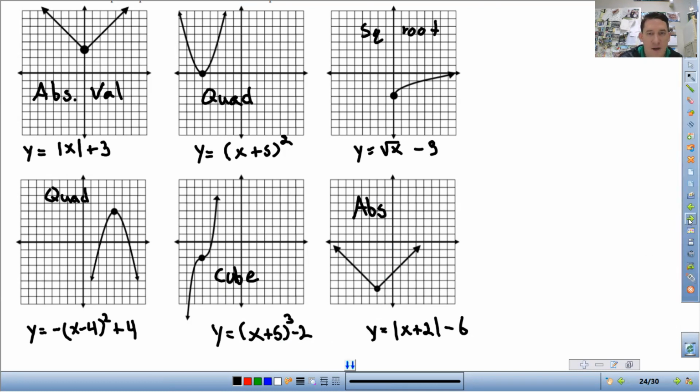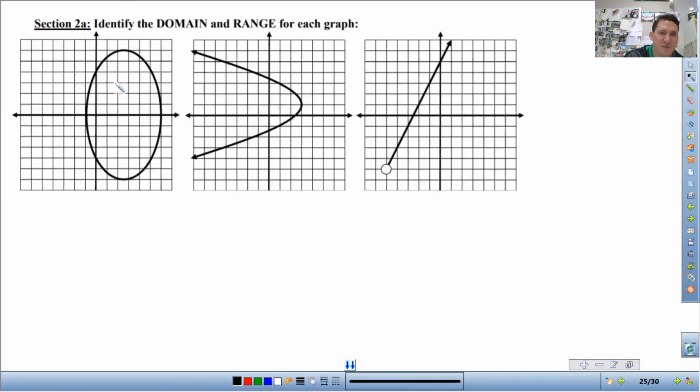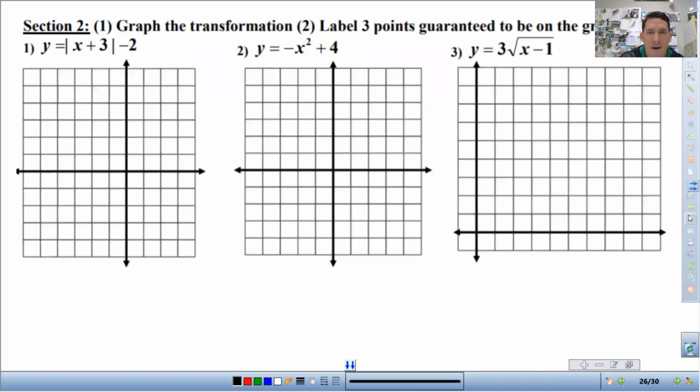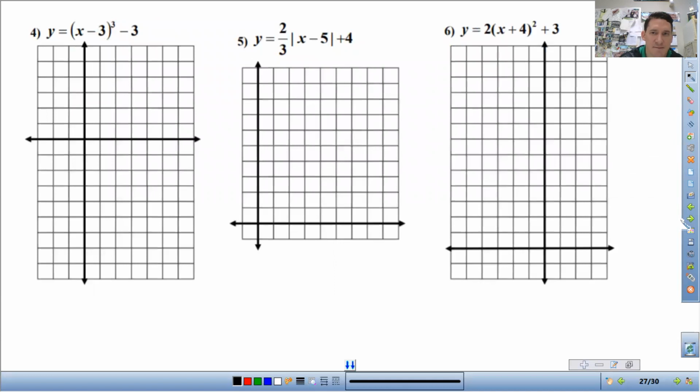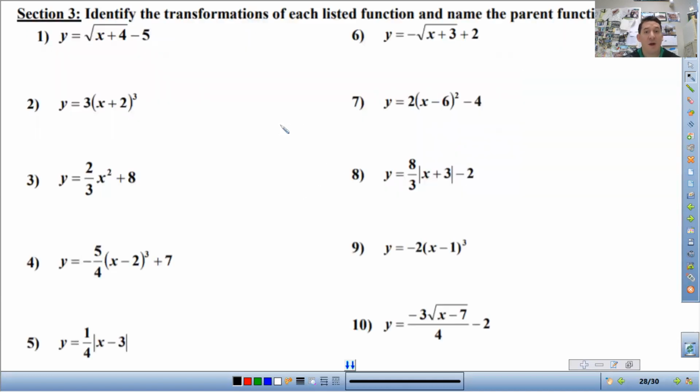All right. We're going to skip this. We're not going to worry about domain and range on that, so you can skip section 2A, etc. in that. We're going to skip these graphing ones. We've done enough graphing, but you could go ahead and do these.